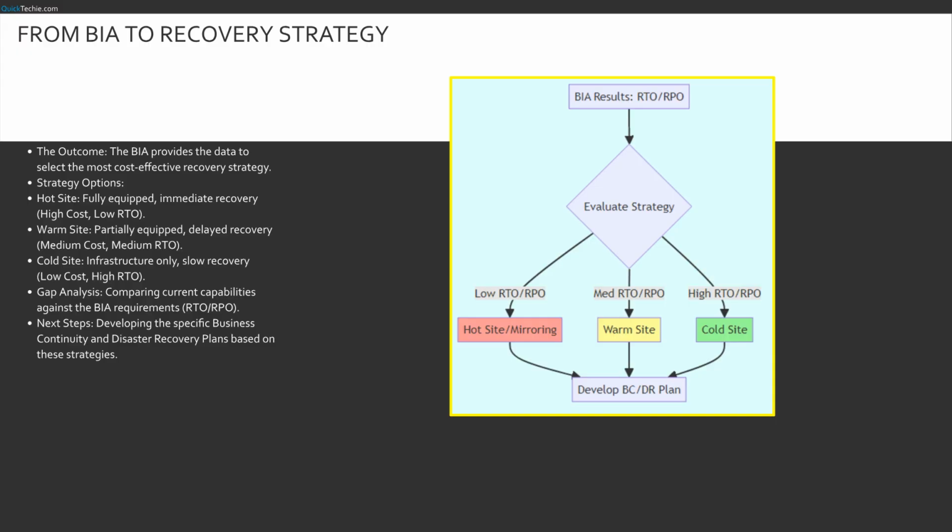This flowchart shows the decision logic. We start with the BIA results, RTO/RPO. We enter the evaluation decision. If the RTO is low, requiring speed, we must select a hot site, red. If medium, a warm site, yellow. If high, we have time, a cold site, green. All paths lead to the final step, developing the specific BCDR plan. The BIA dictates the path we take.